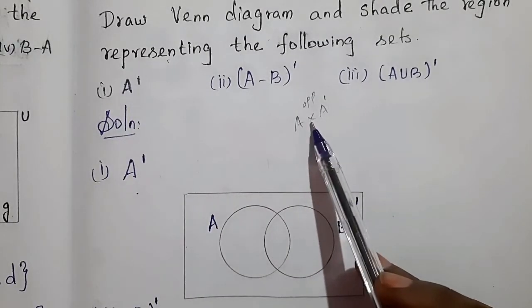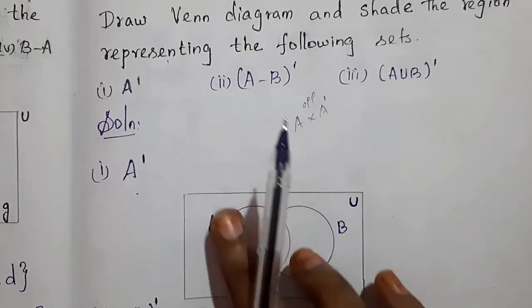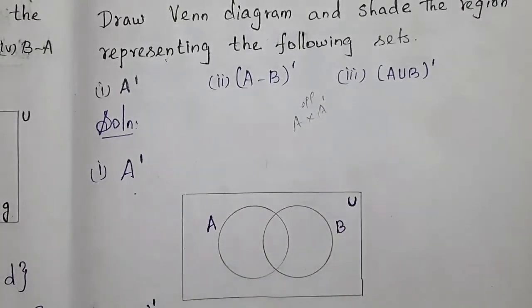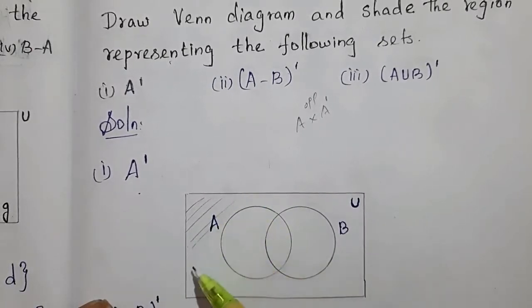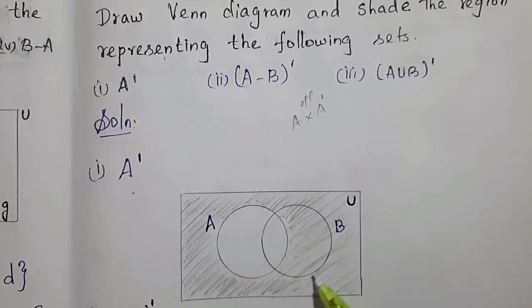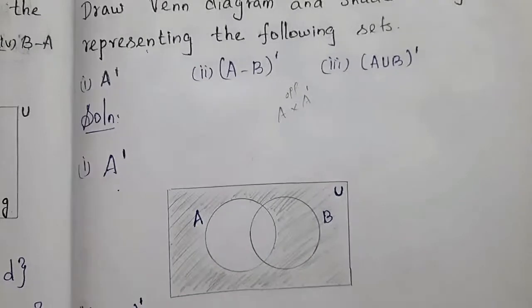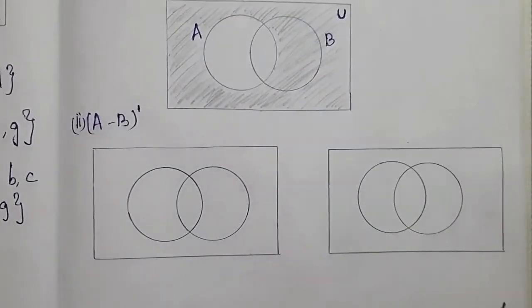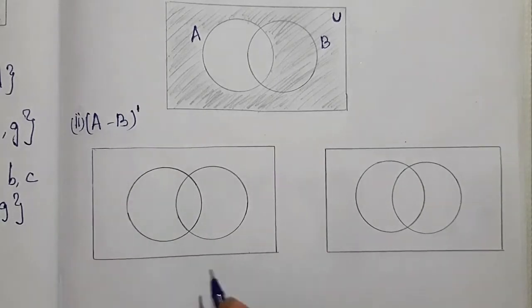A and A complement are opposite. A complement means remaining everything except this A. So we can shade this as without A. This is A complement. I didn't touch this A. Remaining everything is A complement. See the second one. A minus B the whole complement. For that, first we can do the A minus B.